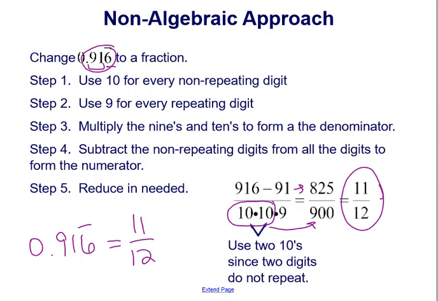So you can use this non-algebraic approach if you can remember these steps, if you can see the pattern, or you can always fall back to the equation, an algebraic approach. Either way, you can convert these repeating decimals to fractions.